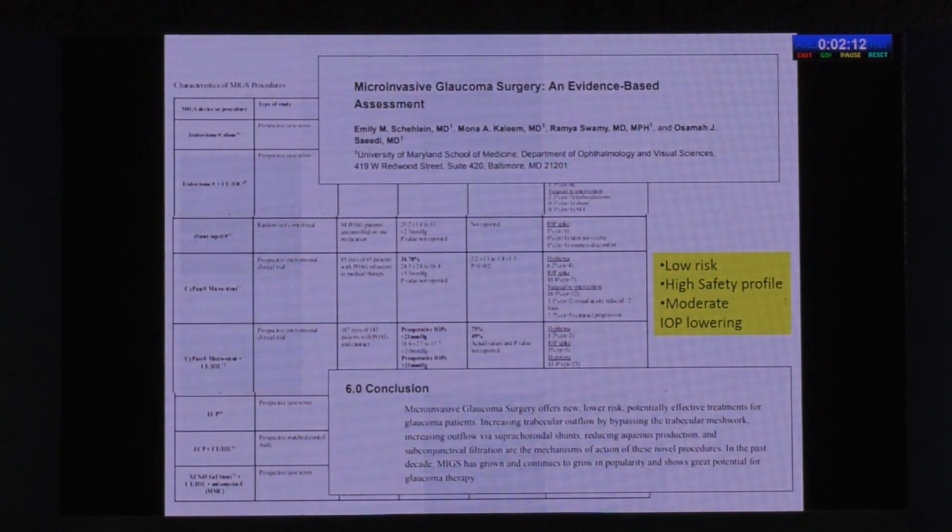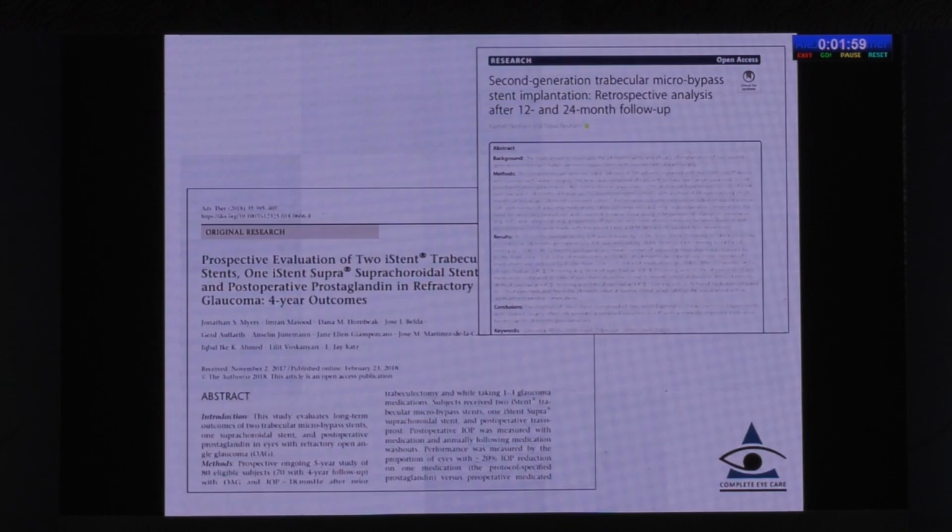Now when we look at the literature, there are multiple studies which have shown that these MIGS surgeries have lower risk with a very high safety profile. However, the most important limitation is that they offer only a moderate intraocular pressure lowering. There are a couple of studies which have shown that iStent and iStent Supra can also be used in patients who have had earlier trabeculectomy or refractory glaucomas, with follow-up of almost 4 years showing good intraocular pressure lowering with a decrease in the number of medications that patients require.